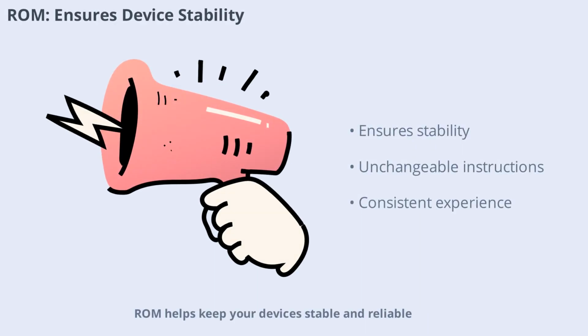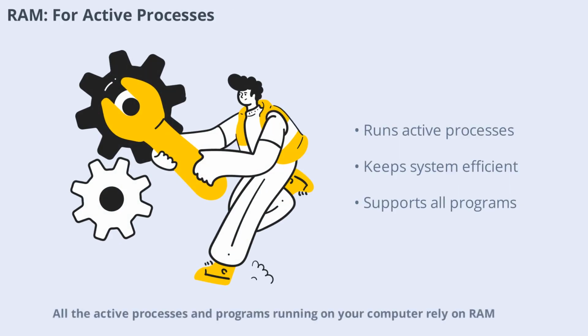ROM helps keep your devices stable and reliable. By storing unchangeable instructions, ROM ensures that your computer and other electronics always start up and operate as expected, providing a consistent user experience. All the active processes and programs running on your computer rely on RAM.